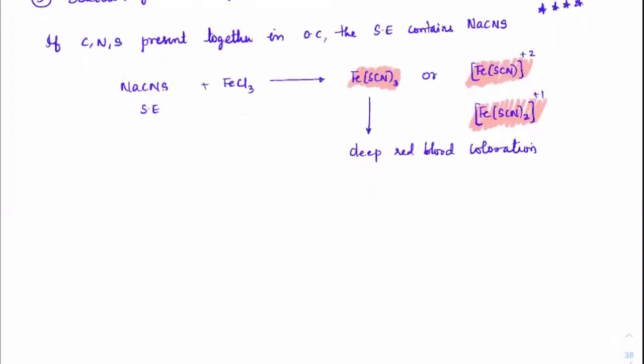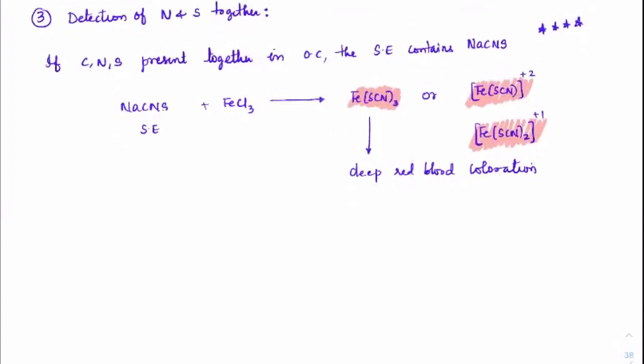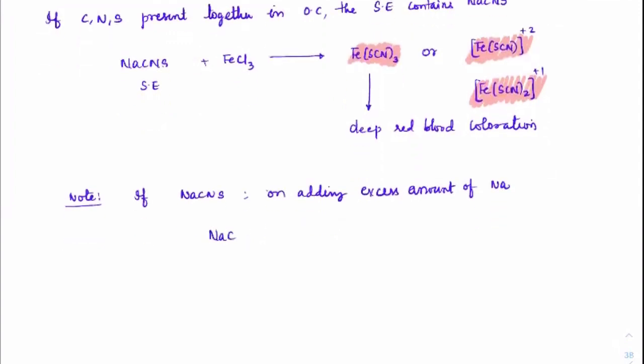Now, we can do this test if there is a presence of nitrogen and sulfur both. Suppose you had NaCN, note, or NaCNS present in the sodium extract. On adding excess amount of sodium to this, what will it do? It will react with this CNS which has formed with sodium, and it would become NaCN and Na2S separated out.